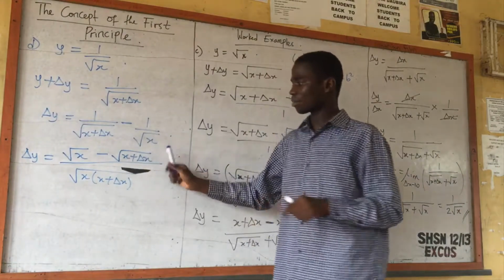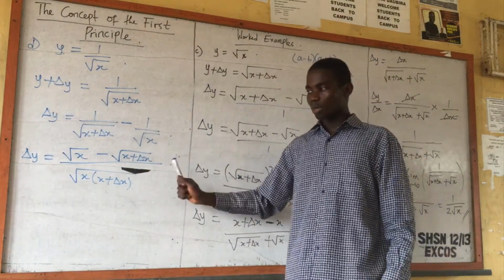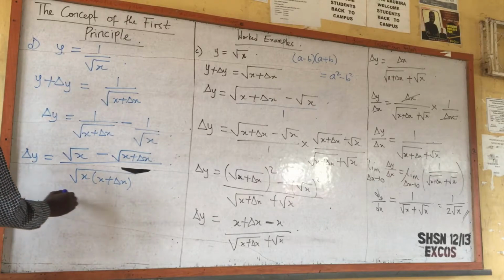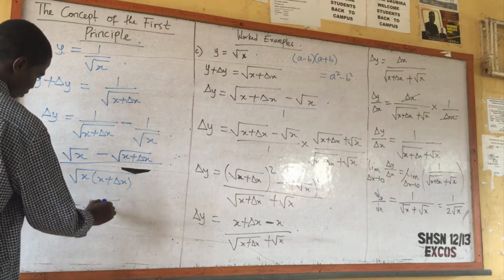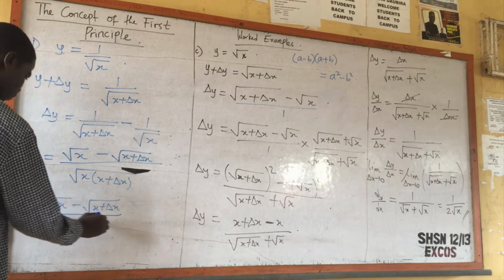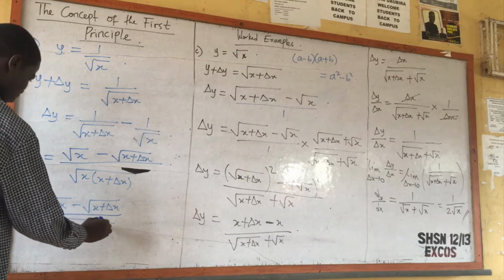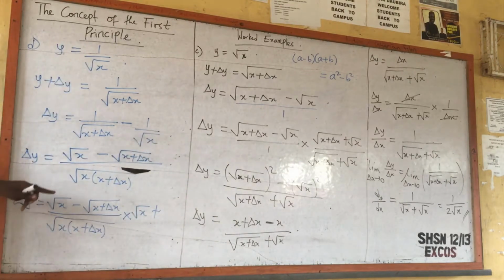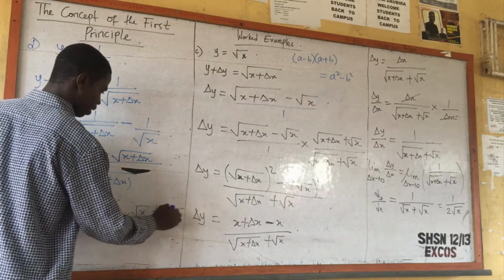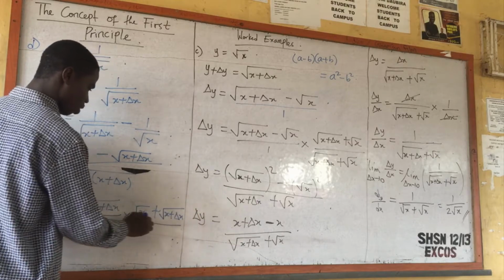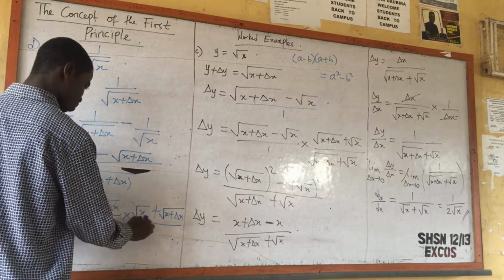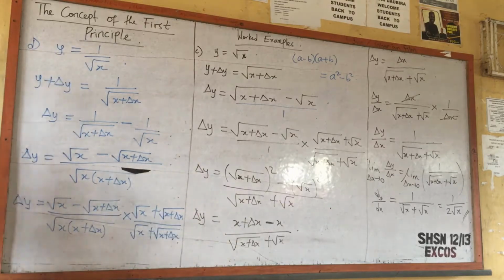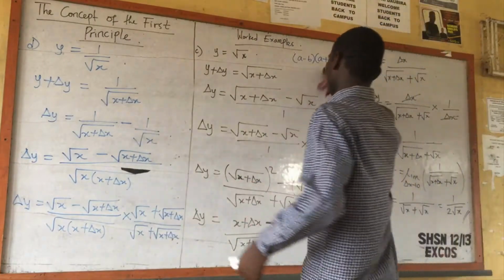Again, we will need to rationalize by taking the conjugate of the numerator as well. So we need to rationalize by taking the conjugate of the numerator. So I will have delta y to be equal to square root of s minus square root of s plus delta s all over square root of s times open bracket s plus delta s. So I multiply now by the conjugate, multiply by square root of s plus square root of s plus delta s, all over the same thing as well, square root of s plus square root of s plus delta s. Just the way we dealt with the previous one. So that's how we are going to deal with this one as well.